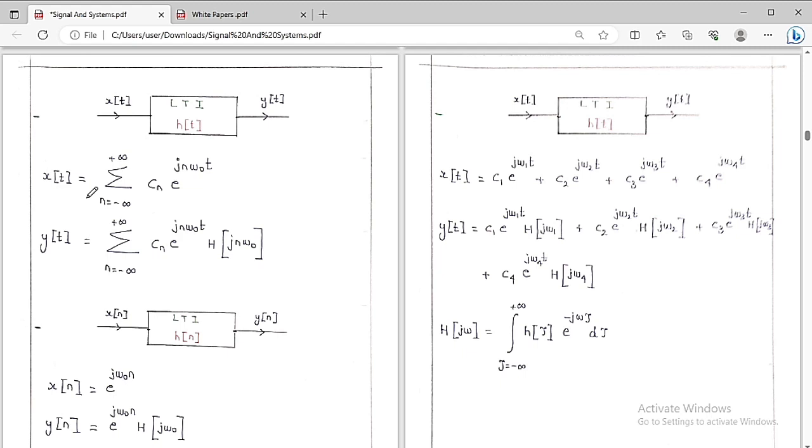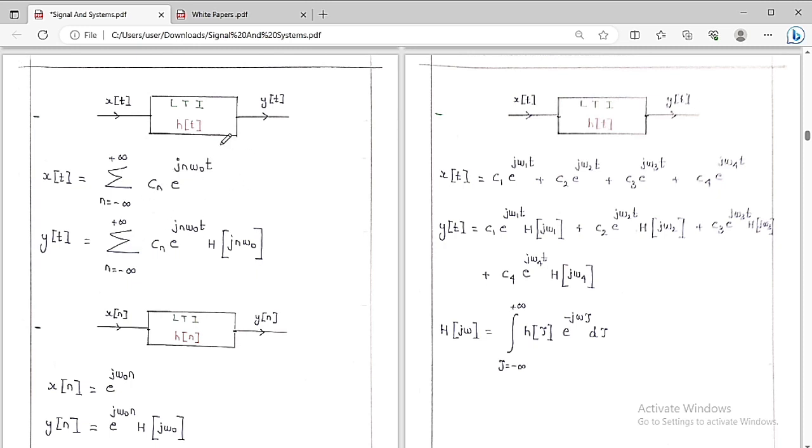So with the help of the LTI system, linearity as well as time invariance. Linearity means if the input is the summation of two previous inputs, the output is the summation of the two previous outputs, and time invariance means if the input is delayed by some amount of time, the output is also delayed by the same amount of time. So with that, x of t is equal to sigma n equals minus m to plus m of Cn e to the power of jn omega naught t. So the output y of t is equal to sigma, which will be the same, n equals minus m to plus m, and Cn will be the same.